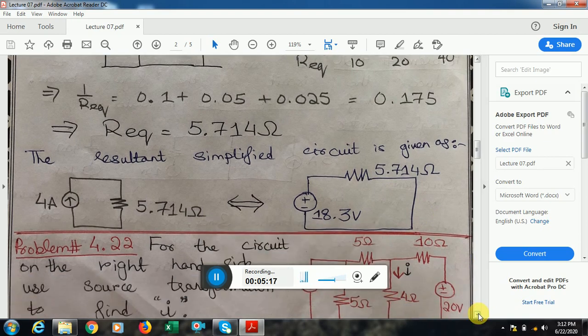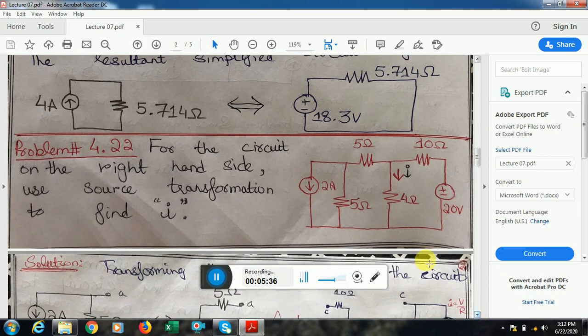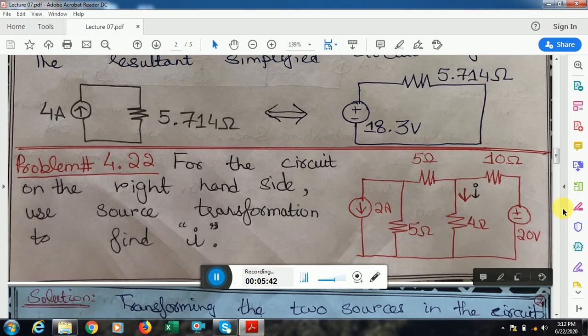Now I proceed on to problem number 4.22 of the exercise of chapter number 4. It is also related to the same topic, that is source transformation, and you can see that we have to find the current I by using source transformation. So I have to simplify this circuit and find the current I that flows through the 4 ohm resistance, but the methodology that I have to use is the source transformation theorem.